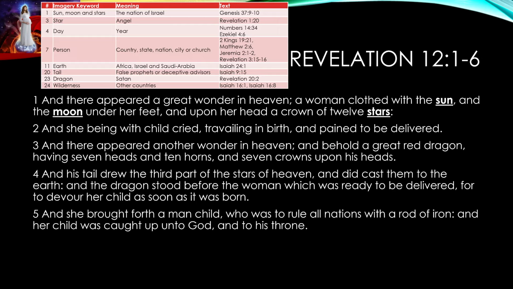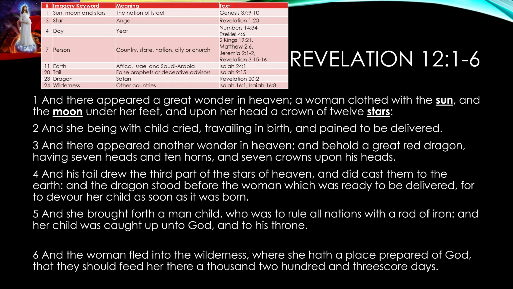And she brought forth a man-child, who was to rule all nations with a rod of iron. And her child was caught up unto God, and to his throne. The meaning of the child who was caught up to God and his throne simply means to us that Jesus was glorified, and then he returned back to the throne of God. There will be a time period in the future when Jesus will rule all nations with a rod of iron.